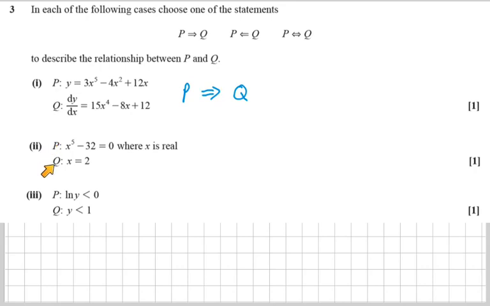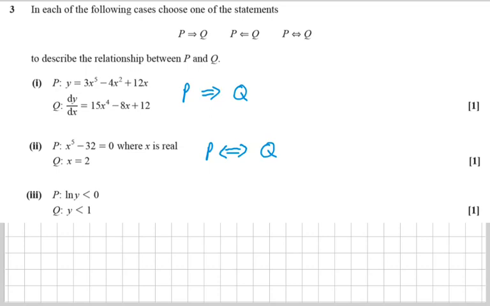Does P imply Q? Again, if you're given this information, well, we could solve that, couldn't we? We could move this minus 32 to the other side, and then take the fifth roots of both sides of the equation, and you'd end up with x equals 2. Done. So they both imply each other.